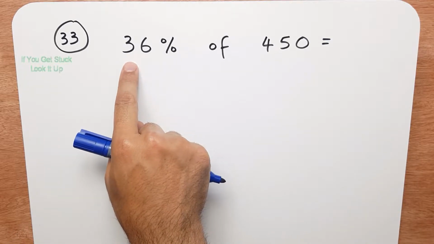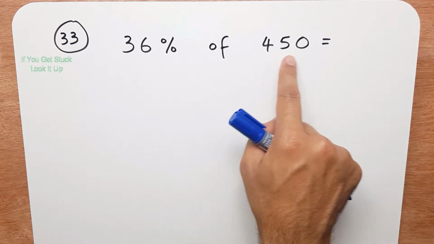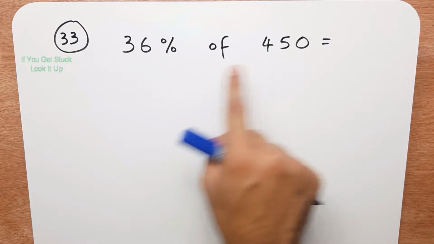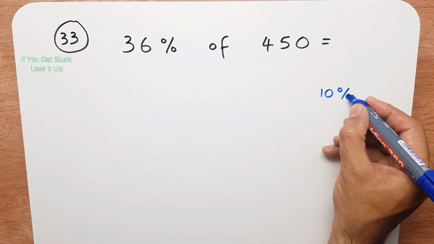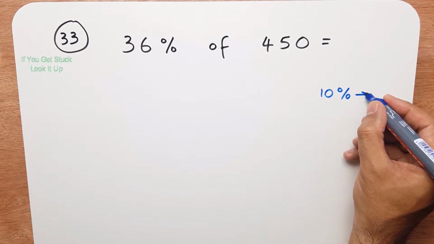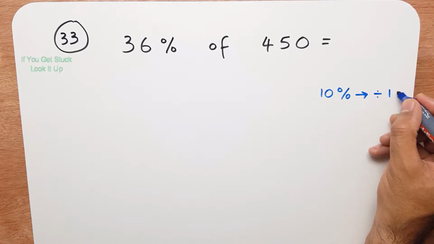In this question, we're asked to work out 36% of 450. Now, you need to know how to work out 10%. And how do we do that? We simply divide the number by 10.